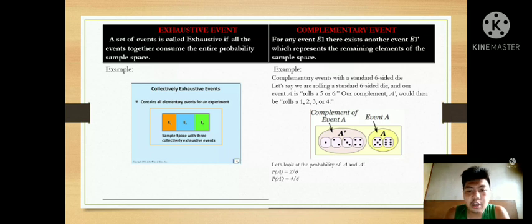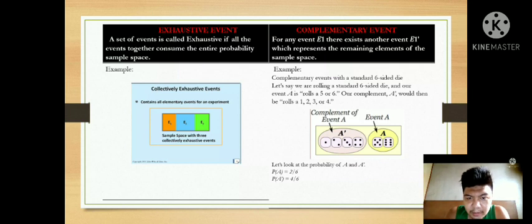Number 12. Complementary event. For any event E1, there exists another event E1 complement, which represents the remaining elements of the sample space. Example, complementary event with a standard 6-sided die. Let's say we are rolling a standard 6-sided die, and our event A is rolling a 5 or 6. Our complement of A would then be rolling 1, 2, 3, or 4.